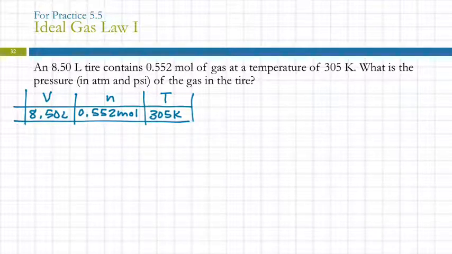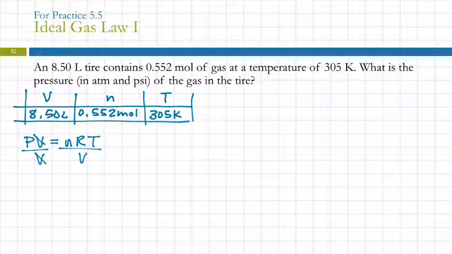The question's saying, what is the pressure? So I need an equation that has all the variables in it, and that's the ideal gas law. So PV equals nRT. I have volume, I have N, I have T, I know what R is, so I can solve for P. So I'll rearrange this equation. I'll divide both sides by volume because I'm solving for P. So the volumes cancel out. So the pressure is equal to nRT over V.